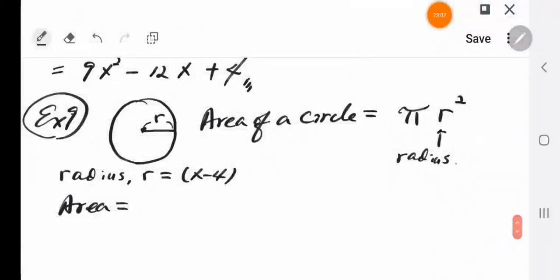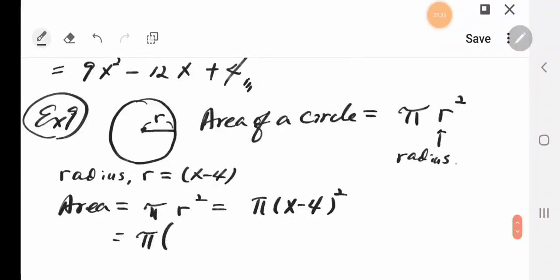Okay, example 9 is an application problem. The area of a circle, the formula is pi r squared. R is the radius, the length of the radius. So the radius is given, which is x minus 4. Then the area of a circle will be pi r squared. So replace this r with the expression x minus 4. So pi times x minus 4 squared. And then we can just simplify this.